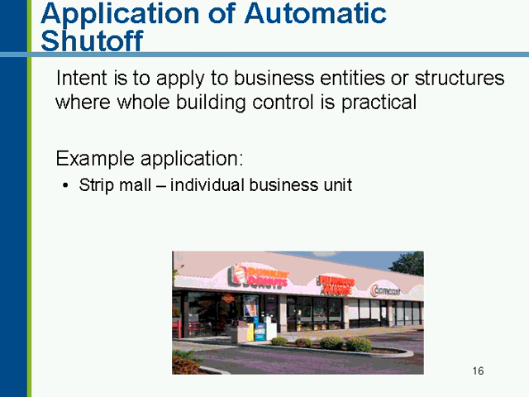And a final note on automatic shutoff in terms of how this is applied. It's meant to apply to a business entity or structure that has specific operating hours, because the automatic shutoff is based on occupancy, which could be tied typically to occupancy hours. So a good example of this might be a strip mall where you have a business or several businesses that may be less than 5,000 square feet, but the building itself is over 5,000 square feet.